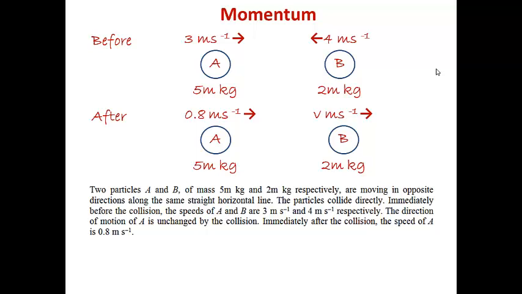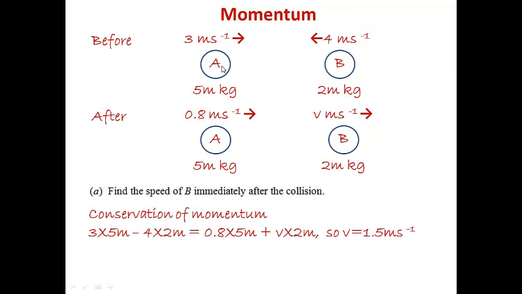The mechanical rule that we need to apply is the conservation of momentum. So we need to remember that direction matters for momentum. The momentum of particle A is 3 times 5m. The momentum of particle B is minus 4 times 2m, because it's in the negative direction. After the event, the momentum of A is 0.8 times 5m, and we add v times 2m. That gives us an equation in v, which is straightforward to solve, and we get v equals 1.5 meters per second.